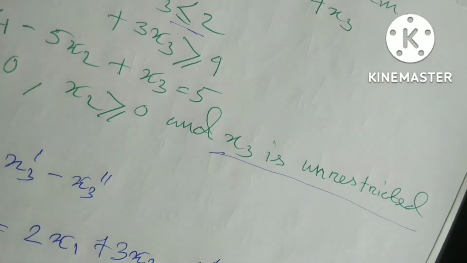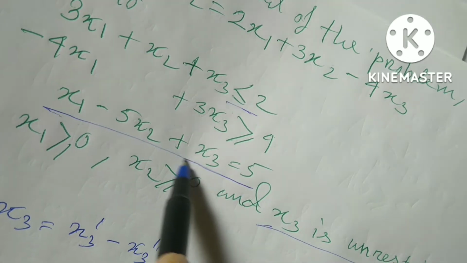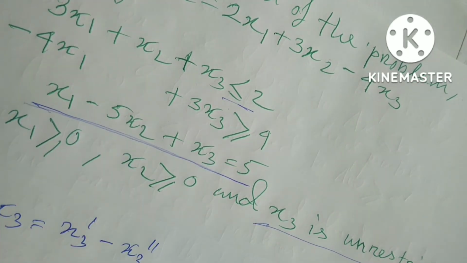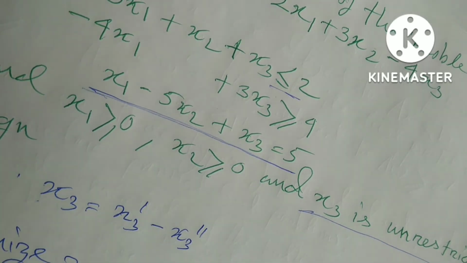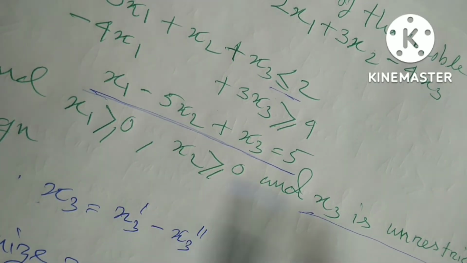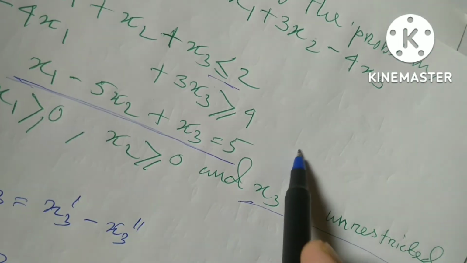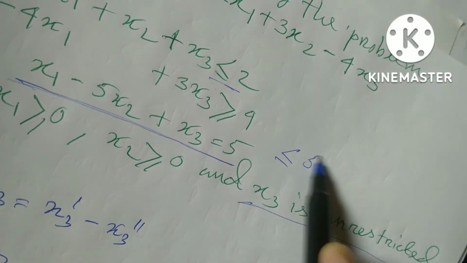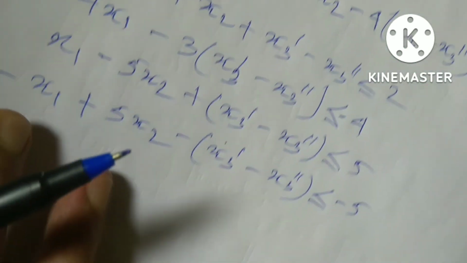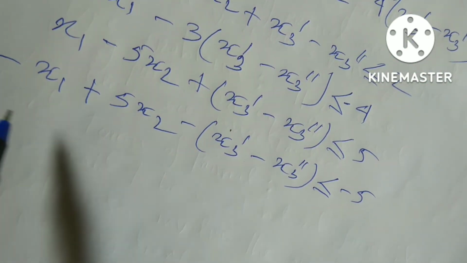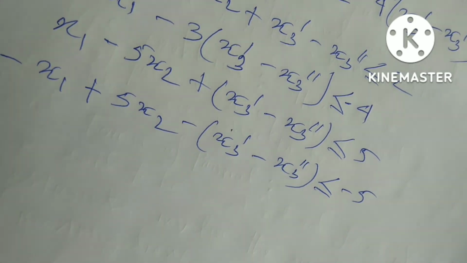Because friends, you see that it is an equation. This type of problem is called mixed symmetric dual. So friends, an equation can be written as less than or equals to 5 or greater than or equals to 5. That's why I have written it this way: x1 - 5x2 + x3' - x3''.